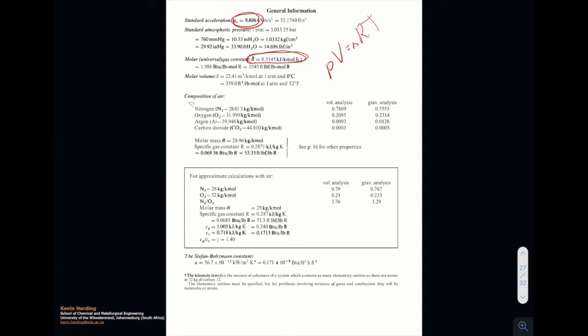Again, look through it. What is air made up of? How much nitrogen, oxygen, carbon dioxide? So typically we say 79% is nitrogen, 21% is oxygen, and then we typically ignore the rest. But if we want to be a little bit more accurate, there we've got the argon and carbon dioxide as well. And again, hiding through here, there's molar masses of various other things as well as the Stefan-Boltzmann constant.